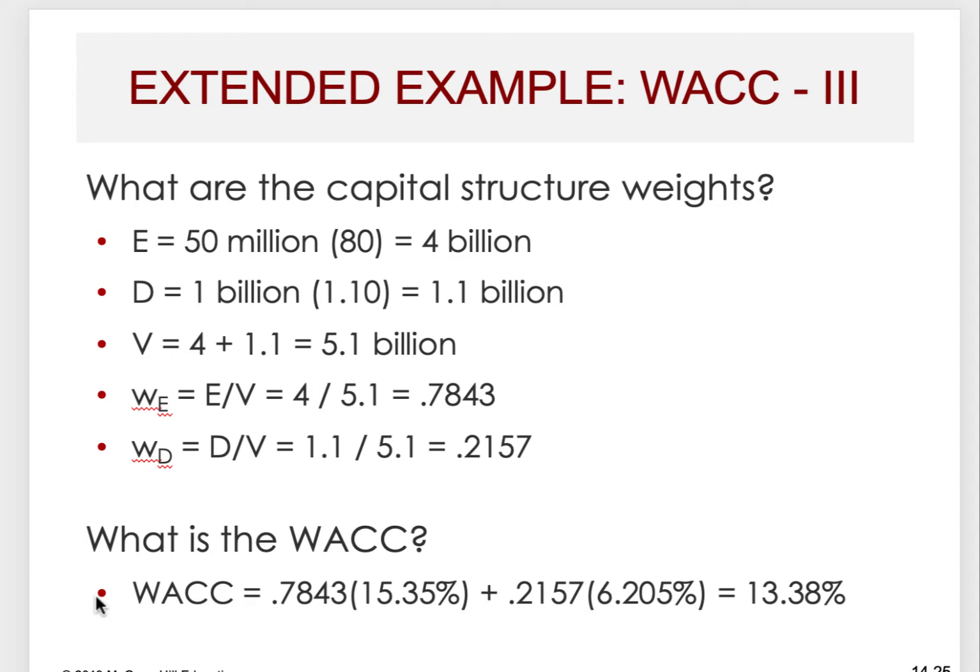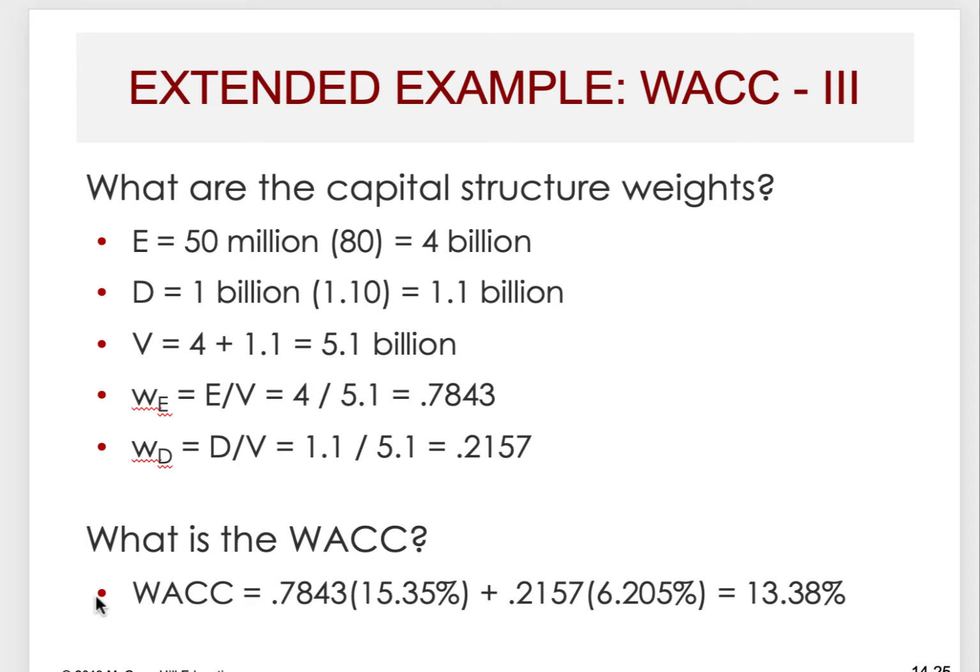Not done yet, almost, not quite. We got to figure out the WACC. So before we do that, we got to figure out what the capital structure weights are. What's our equity? Well, 50 million times 80 gives us 4 billion. Debt gives us 1 billion times our current price, which is 1.10. We got 1.1 billion in debt.